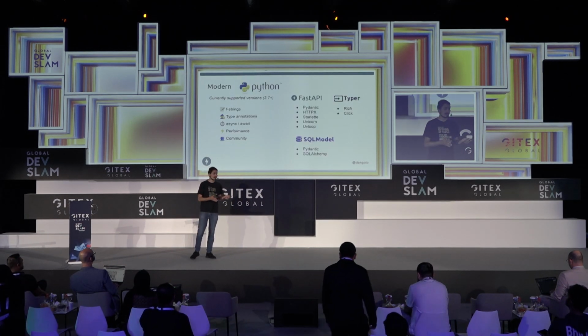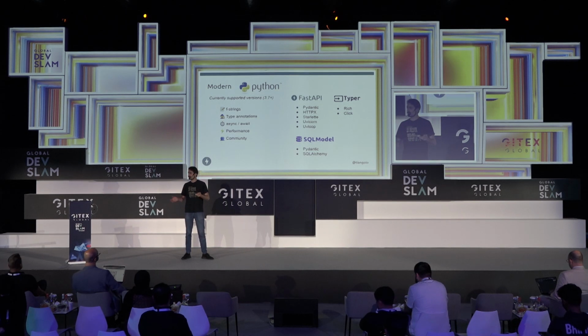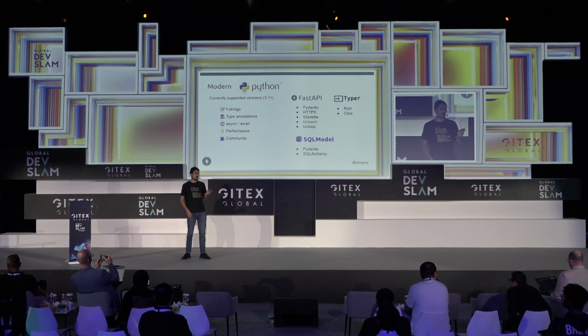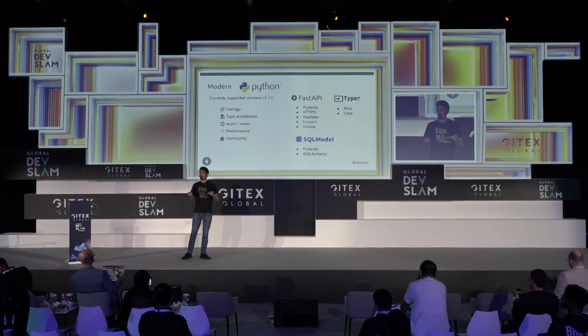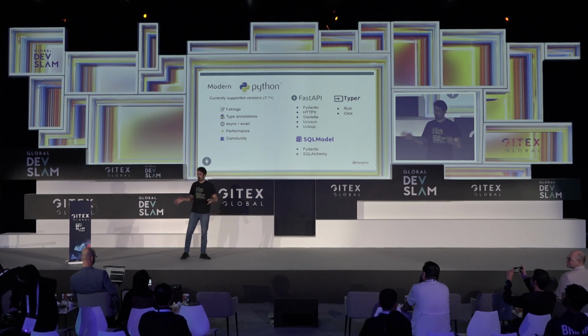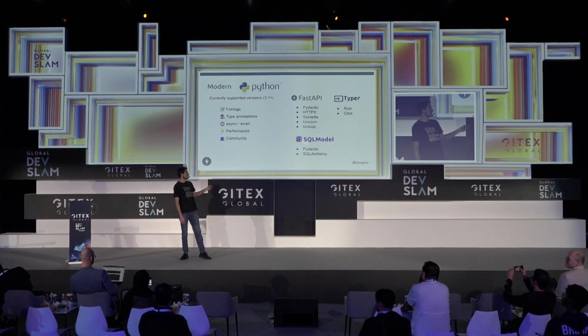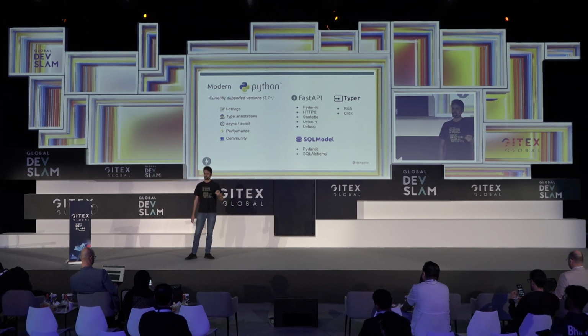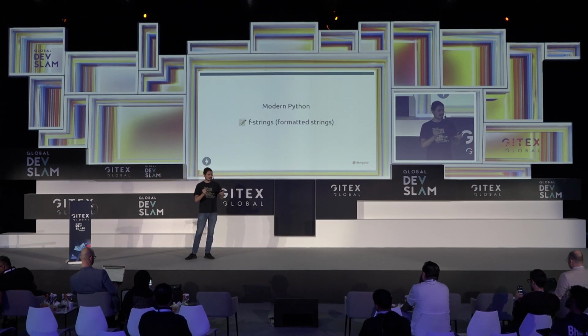And when I say modern Python, I refer to the currently supported versions of Python. So 3.7 and above. We're going to talk a tiny bit about f-strings, a bunch about type annotations, async and await, performance, community, and all this is going to be through FastAPI, Typer, sqlmodel, and their friends, and the building blocks that work underneath. So let's start with a tiny bit of f-strings.